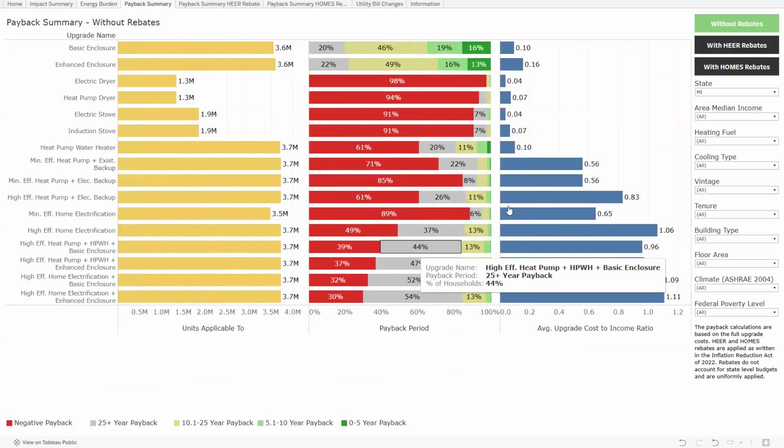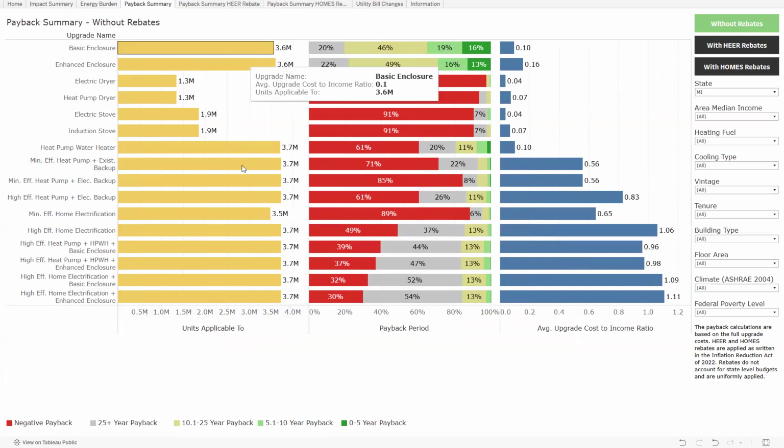The next page here is our payback summary. So again, we've created a couple pages that will look at this. This first one is going to be without any rebates. And so these are looking at every upgrade here on the left. And then this first section is the units applicable to. So basic enclosure, you have 3.6 million units that are going to receive this upgrade across the state of Michigan.